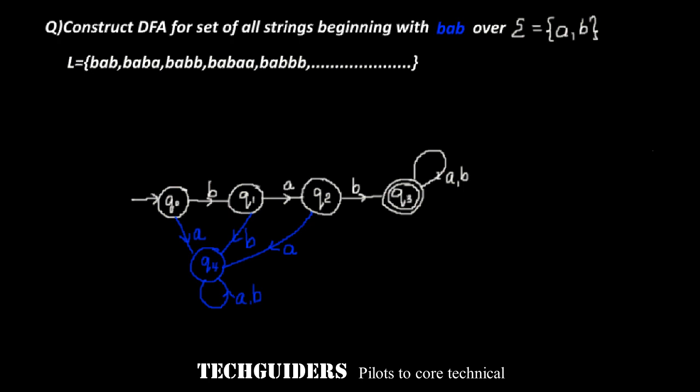So we can see string BAB is accepted, BAB followed by A is accepted, BABB is accepted, BABAB is accepted, and so on. Every string beginning with BAB is accepted. And the other strings such as epsilon are rejected, strings beginning with A are rejected, strings beginning with BB are rejected, strings beginning with BAA are rejected, and so on. So for every state, for every possible input, we have specified the transitions, and this is a deterministic finite automata.